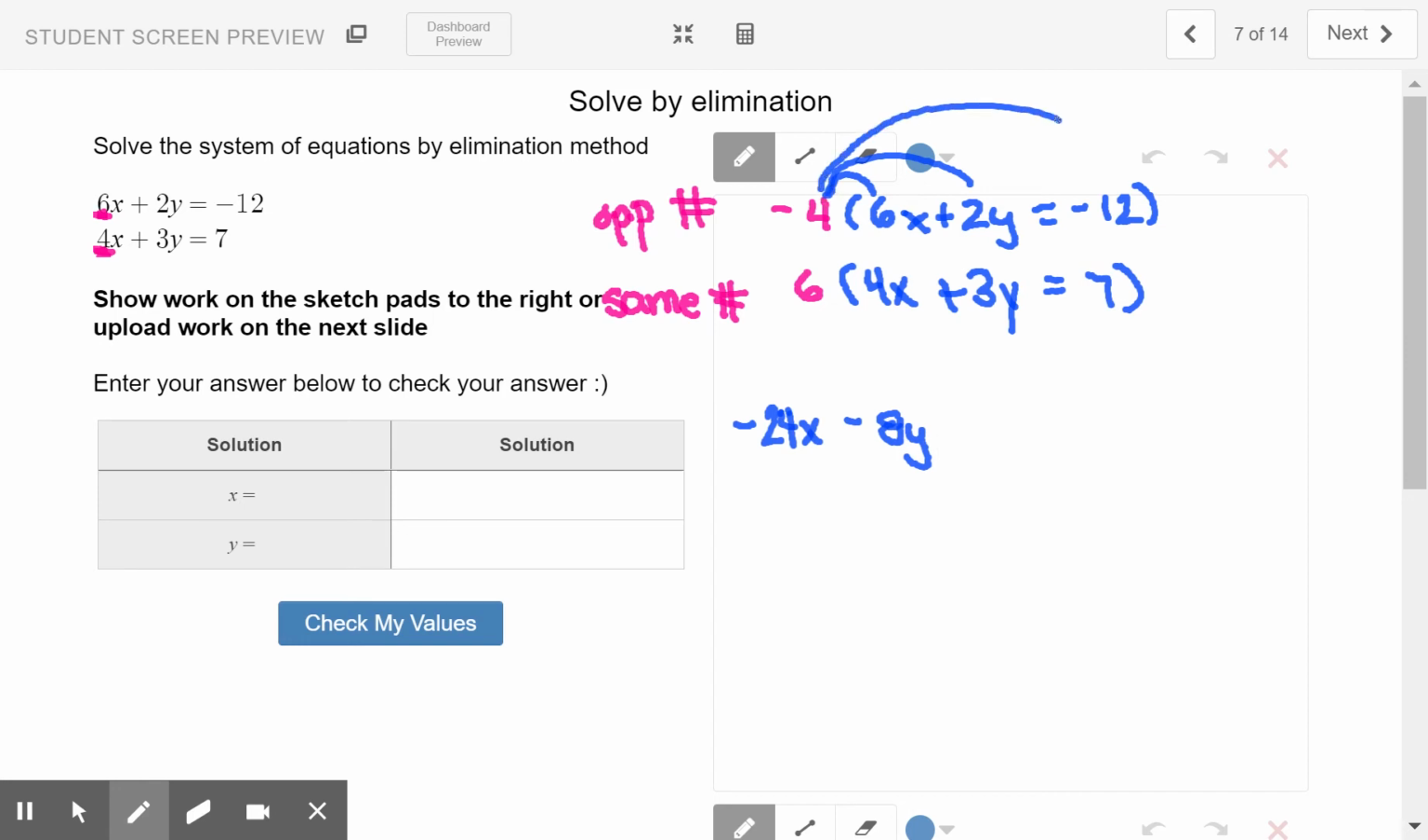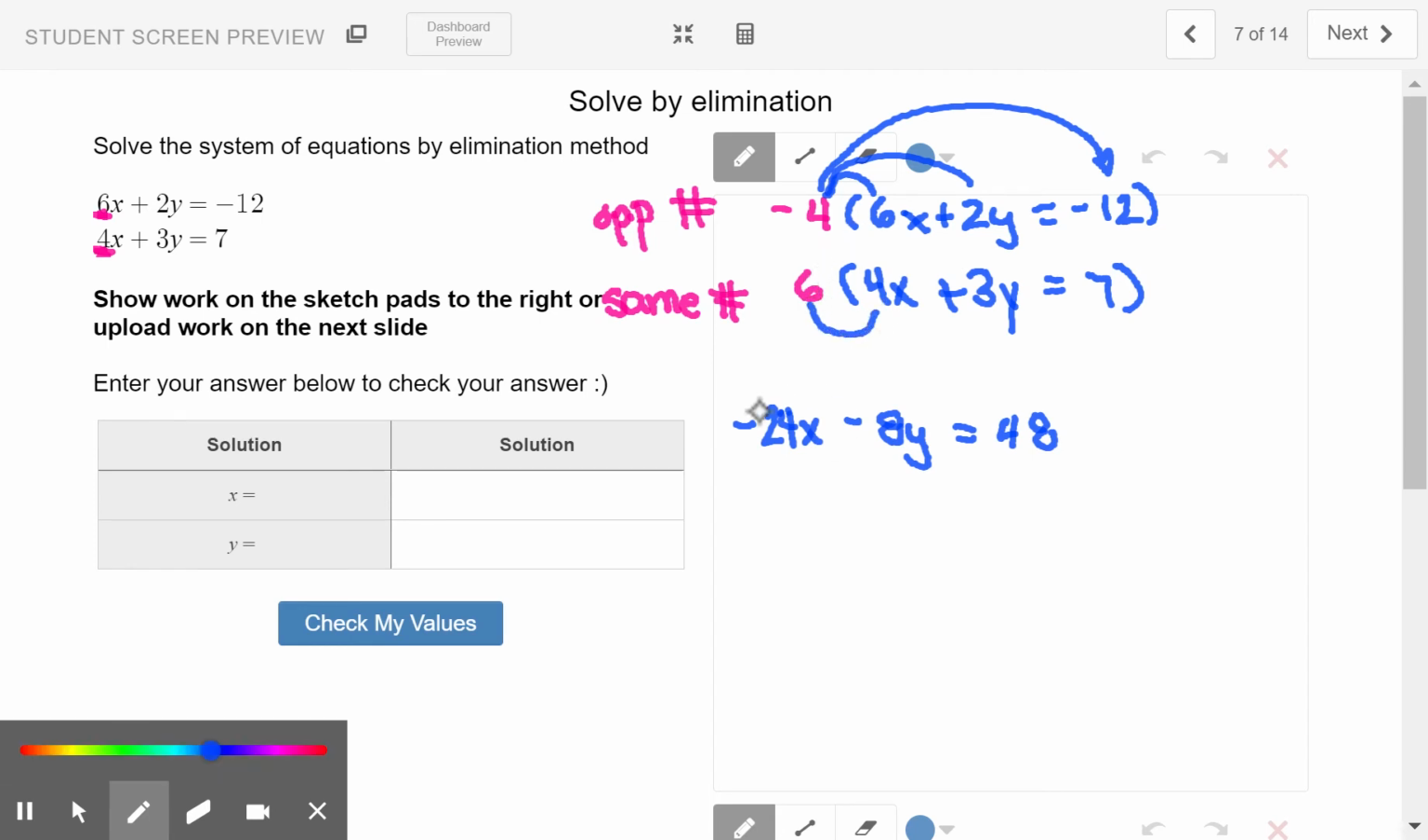And then don't forget, remember, you have to multiply the other side too. Negative 4 times negative 12 is a positive 48. Now we get to do the second equation. With the second equation, we multiply by 6. 6 times 4x is 24x. 6 times 3y is a positive 18y. And then 6 times 7 gets you a positive 42.